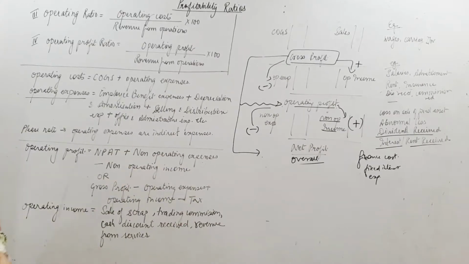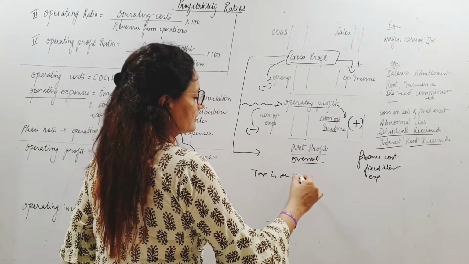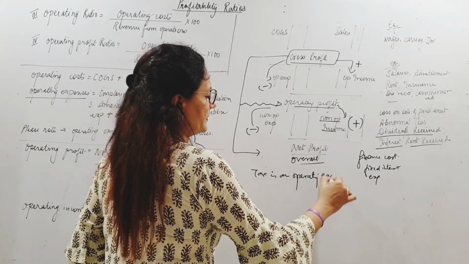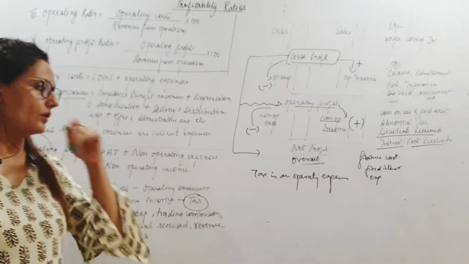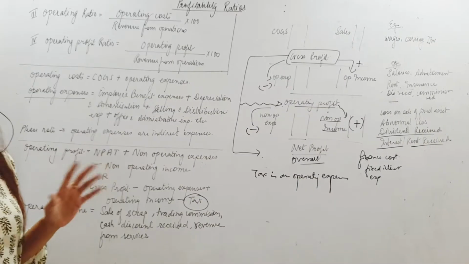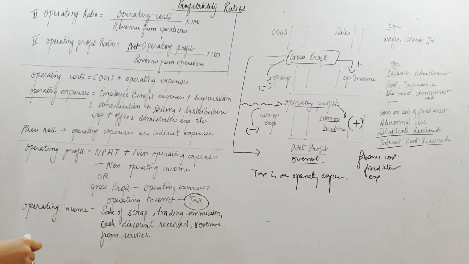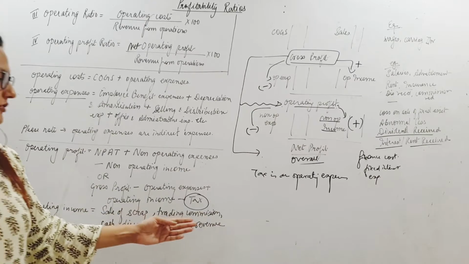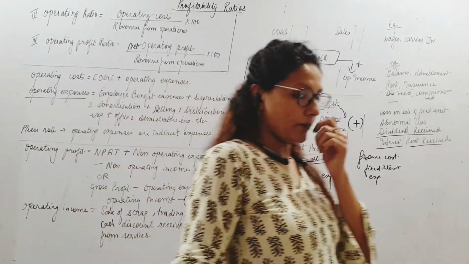Then of course you will subtract tax, because tax is an operating expense directly related to your operations. Okay, remember this, tax is always an operating expense. So when you're talking about operating profit, we're talking about net operating profit. You can also write here net operating profit, meaning after tax. Certain examples are given more of operating income: sale of scrap, trading commission, cash discount received, revenue from services. These are also your operating income.